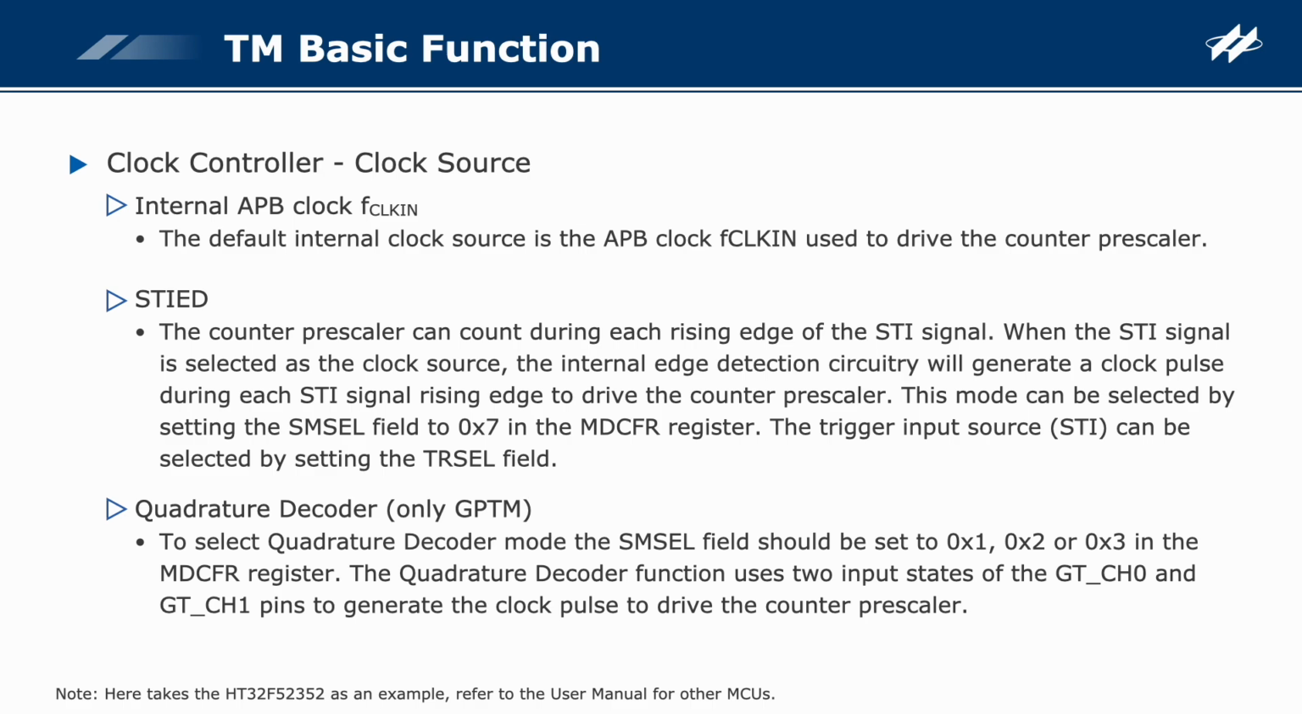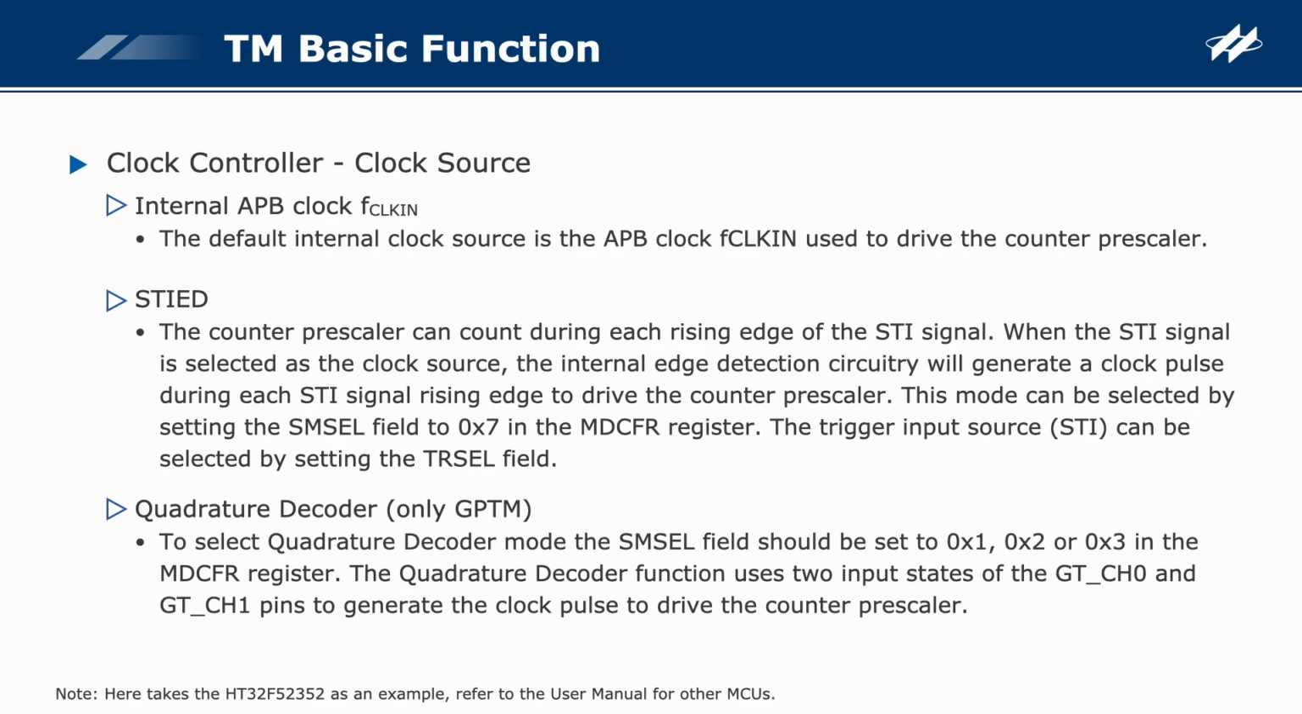The timer clock source is used to drive the counter prescaler. The default internal clock source is the APB clock FCLKIN, used to drive the counter prescaler. The counter prescaler can count during each rising edge of the STI signal. When the STI signal is selected as the clock source, the internal edge detection circuitry will generate a clock pulse during each STI signal rising edge to drive the counter prescaler. This mode can be selected by setting the SMSEL field to hex 7 in the MDCFR register.